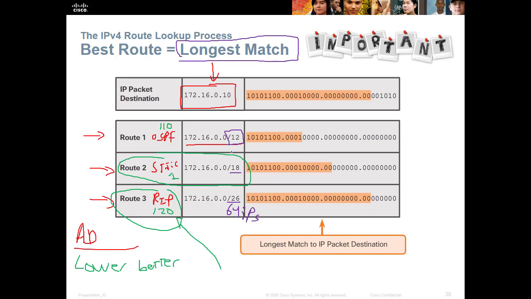So when we say longest match, what we're saying is that the IP address is broken down into binary, ones and zeros, and the network statement that has the longest match from left to right in binary is the network statement that's actually utilized. So before administrative distances are looked at, the most specific destination network in your routing table wins, regardless of administrative distance.